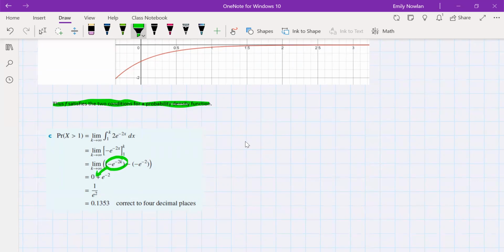That's why I get there. And the second bit, you're not going to get a nice number. You can just leave it in terms of e. And so then that's 0 plus whatever that is in terms of e. That's an exact answer, and that's to 4 decimal places. And you're done.